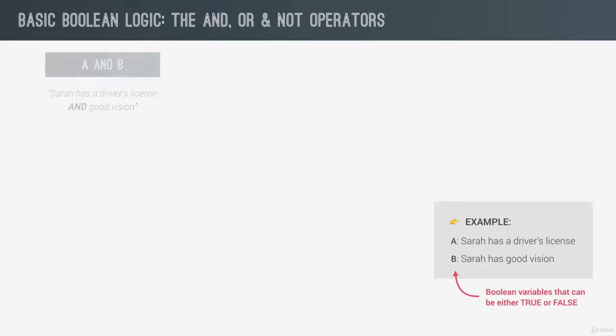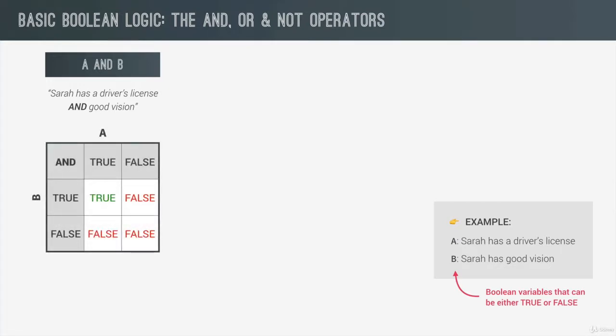Now, using the AND operator, like A and B, we can combine these two Boolean variables like Sarah has a driver's license and good vision. Okay, but now what will be the result of this operation? Well, for that we use a so-called truth table, which looks something like this. Here we have the two possible values for each of the variables A and B, which gives us 4 possible combinations of results. And so then all we have to do is to plug in the value of our variables and get the result of the AND operation from this table.